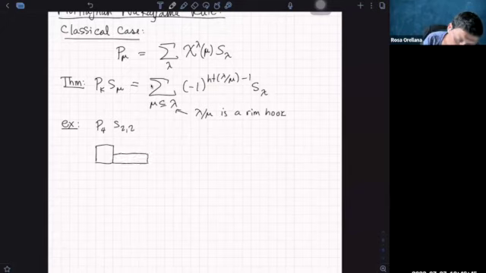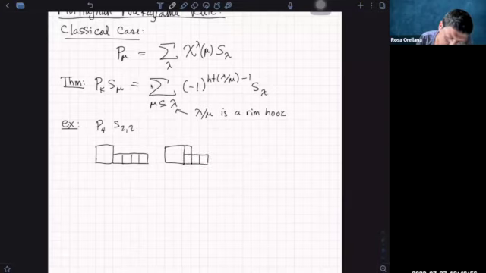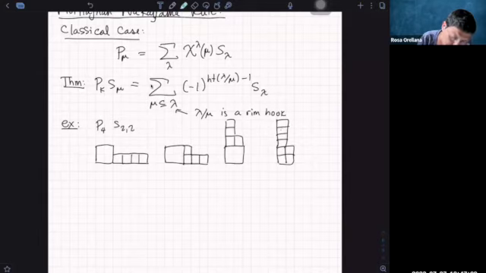What this means is that you have to add a piece, and the piece that you add has to be connected by edges. Like you can have this, or this, or you could have this. And these are the rim hooks that you're adding.